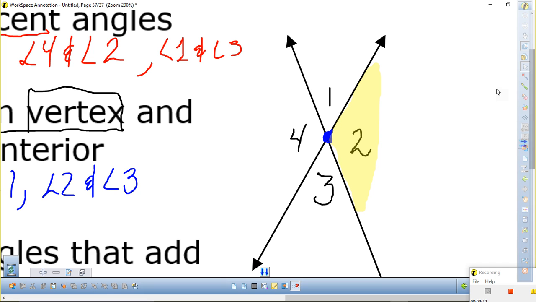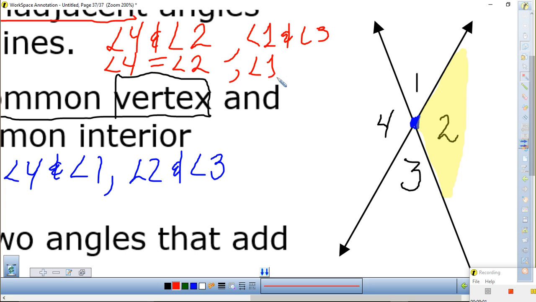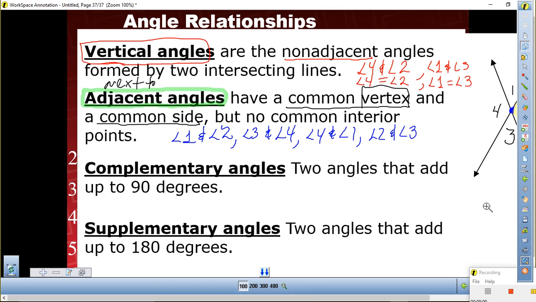What is that property? Tell your neighbor. That vertical angles are also what? That is correct. Matthew said that they are equal in measure. So angle 4 equals angle 2. Therefore, angle 1 is equal to angle 3, or measurement of angle 1. We got it? Copy that, please.